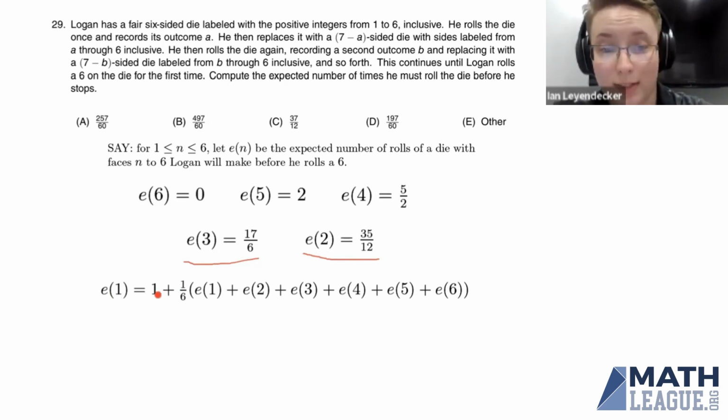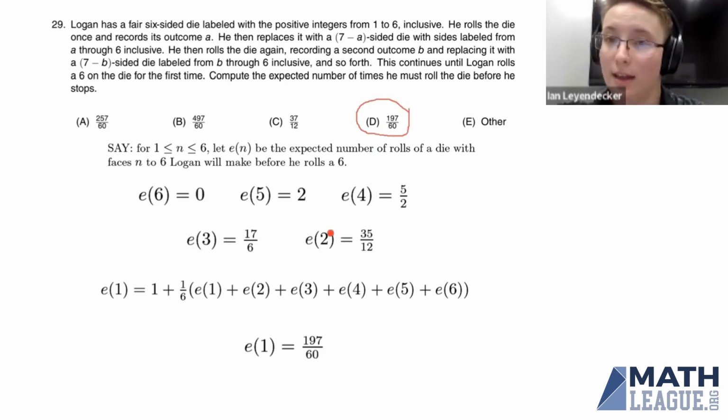We get that e of 1 is going to be 1 plus 1/6 times the quantity e of 1 plus e of 2 plus e of 3 plus e of 4 plus e of 5 plus e of 6. And when we substitute and simplify, we find that e of 1 is equal to 197 over 60, which is answer choice D, and we're done.